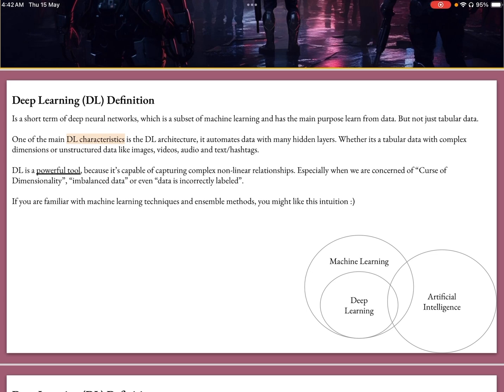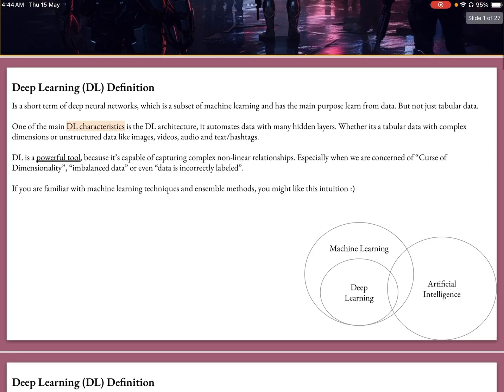If you are familiar with machine learning techniques and simple models, you might like this intuition. You can see on the right side of this slide, we have three circles: machine learning, deep learning, artificial intelligence, and we see that they all intersect in some areas, and that we will define later in this series.